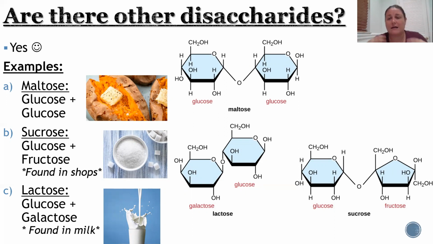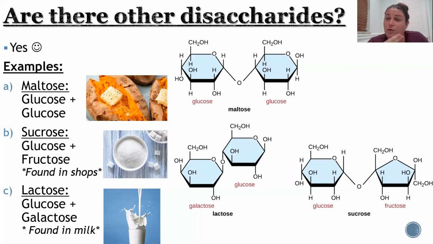And so examples, right? Maltose, we already know. Maltose is a disaccharide that's made out of glucose and glucose. So here's our maltose molecule, and it's made out of two glucose molecules. Something like sucrose. Sucrose is the sugar that you'd find at the store, and it's a disaccharide made out of glucose and fructose put together.